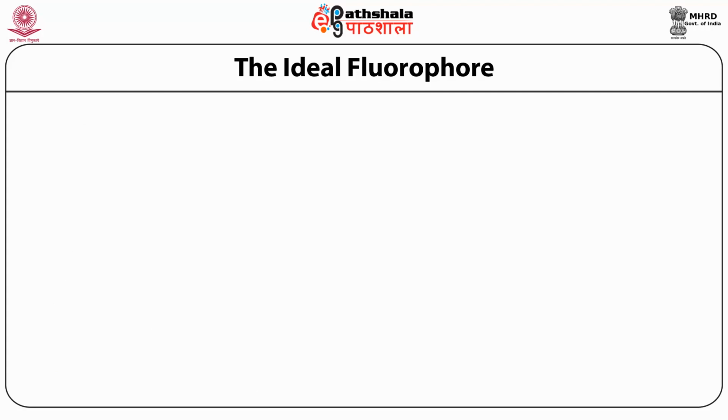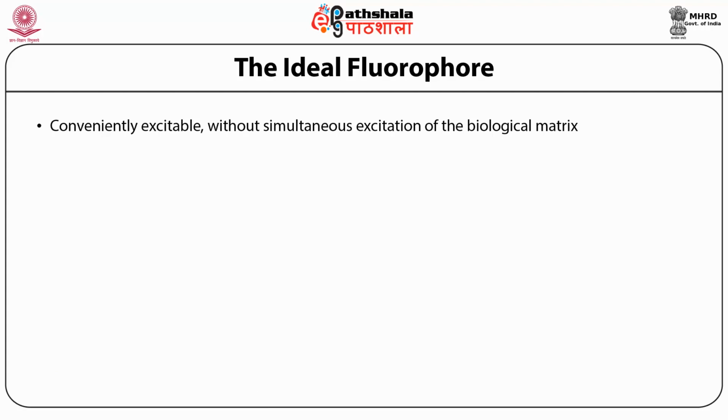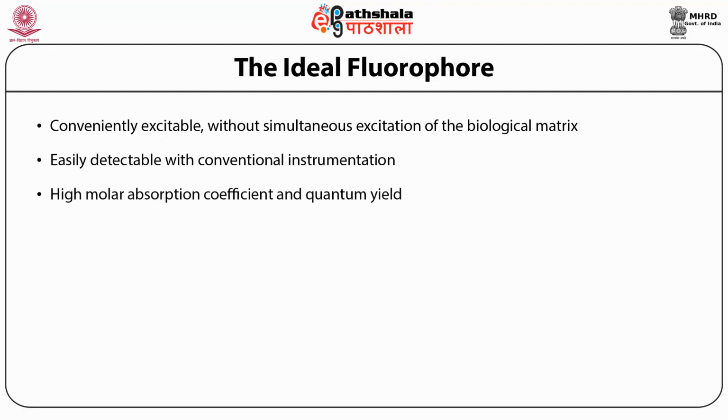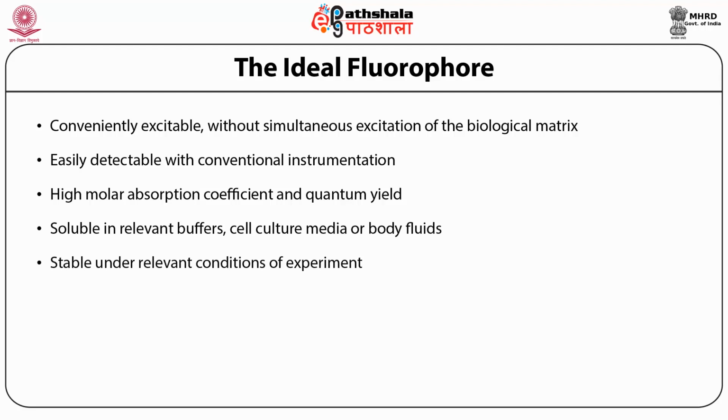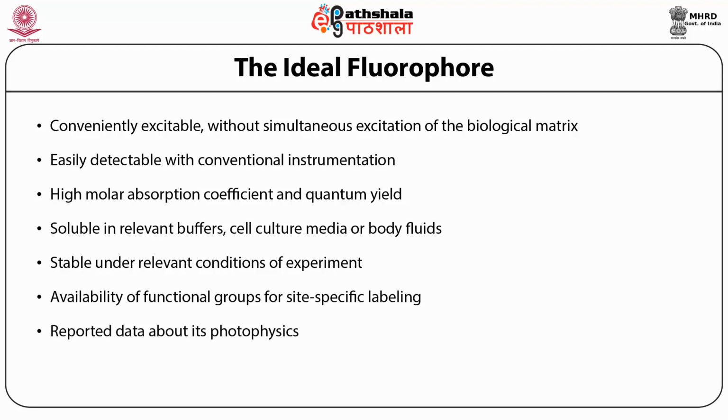The ideal fluorophore. An ideal fluorophore should be conveniently excitable without simultaneous excitation of the biological matrix. It should be easily detectable with conventional instrumentation, and have a high molecular absorption coefficient and quantum yield. It should have no solubility problems, that means it should be soluble in relevant buffers, cell culture media, or body fluids. It should be stable under relevant experimental conditions, and have functional groups available for site-specific labeling. Reported data about its photophysics should be available, and it should be available in reproducible quality.